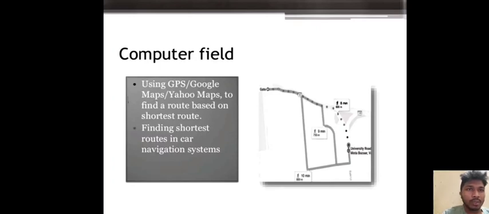Computer field. Use GPS, Google Maps to find a route based on the shortest route. Finding the shortest route in a car navigation system is also based upon the graph system only. When we open Google Maps from Secunderabad to our college, it will show the shortest distance, which can show two or many routes, but it also shows the shortest distance by using the graph system.